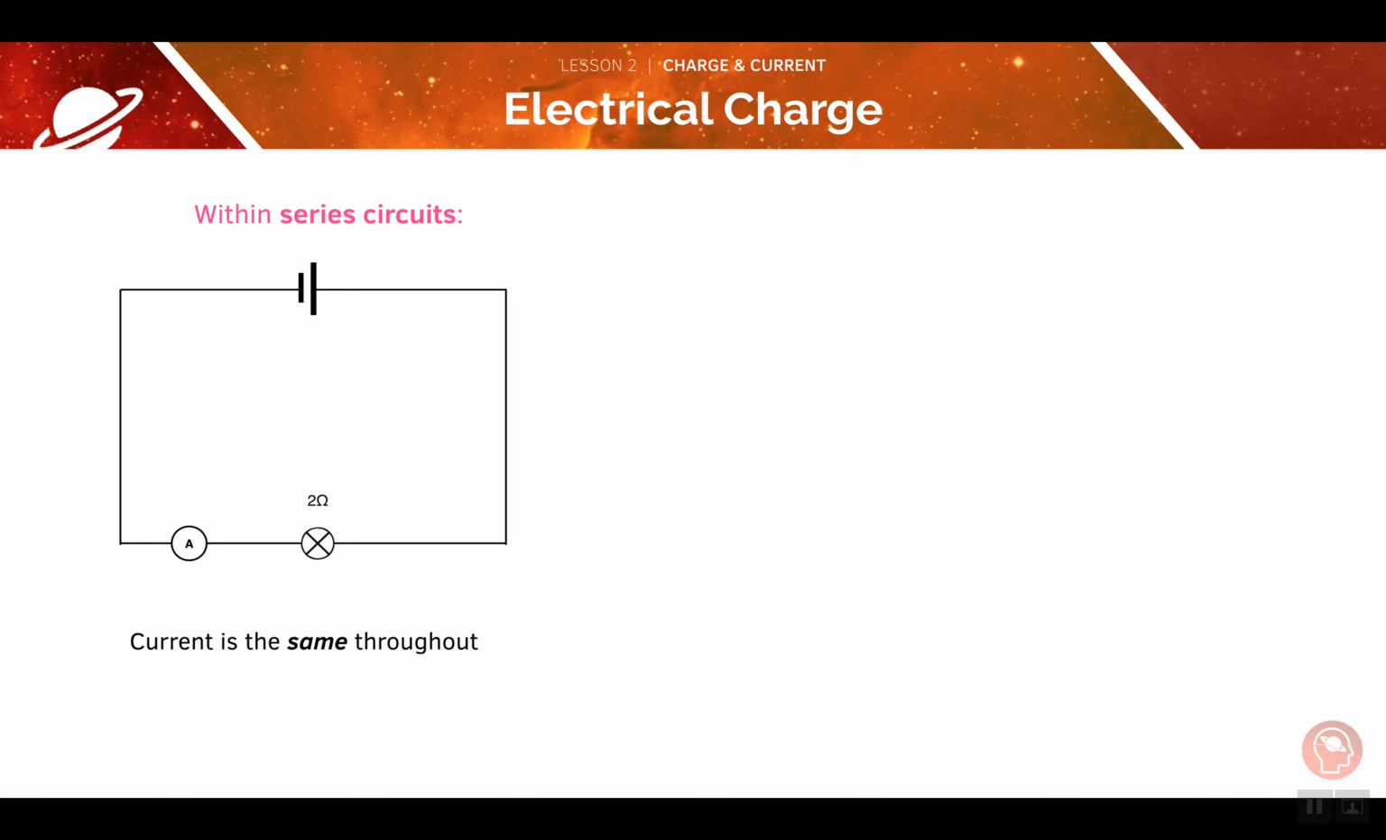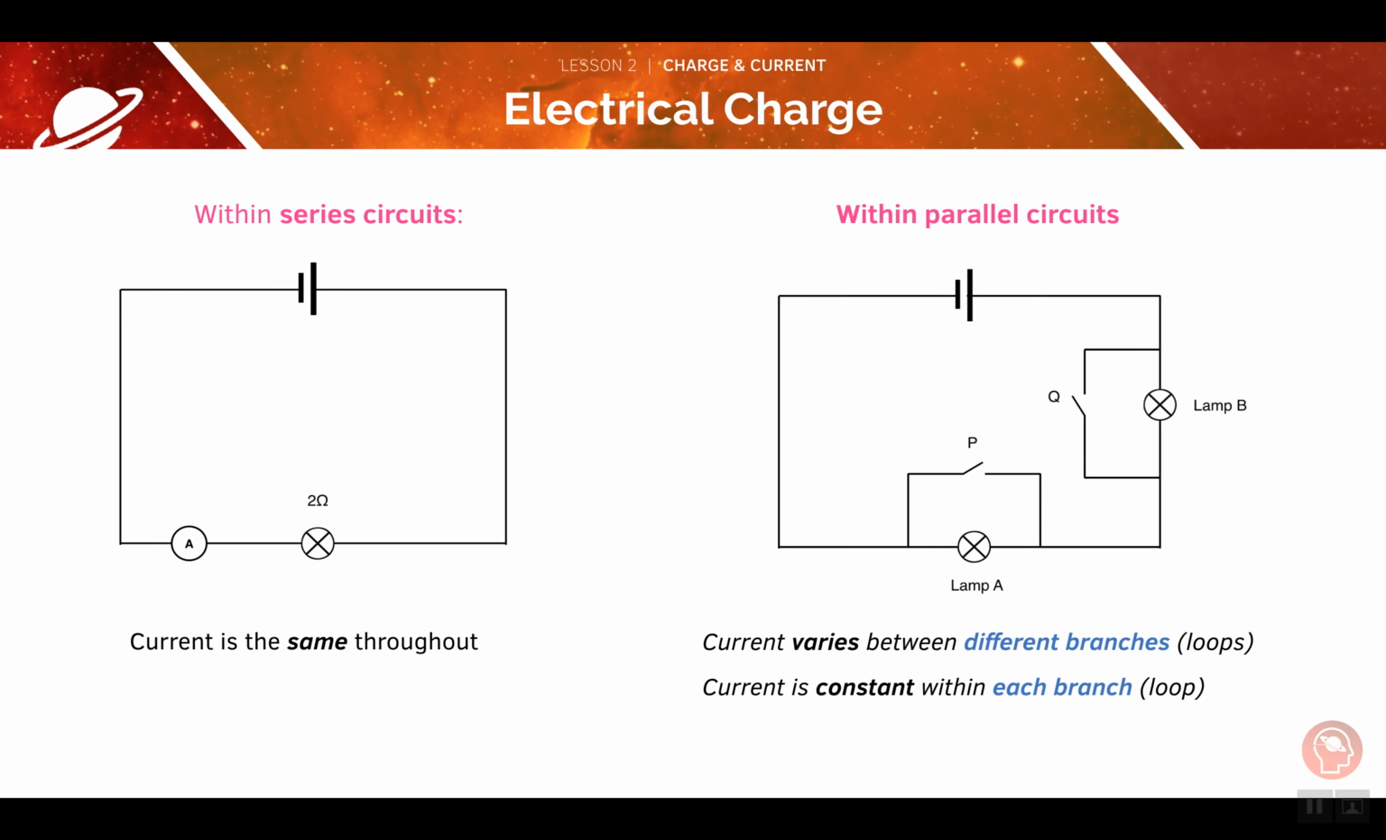Within series circuits, the current will be the same throughout. Within parallel circuits, the current may vary between the different branches or loops of the circuit, but within each loop, the current is going to be constant.